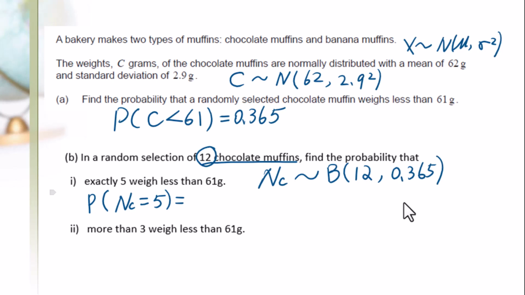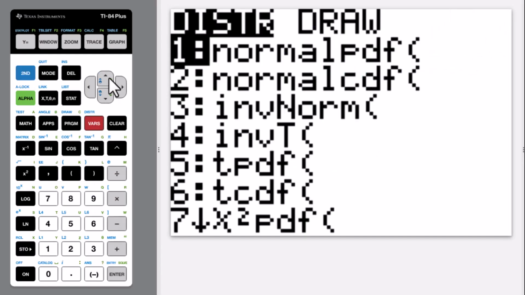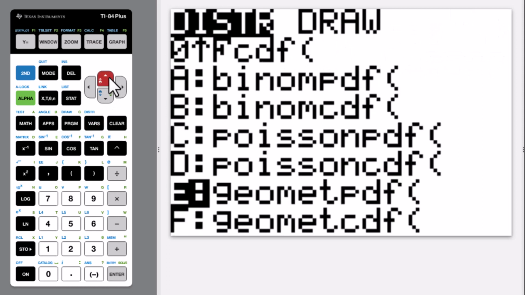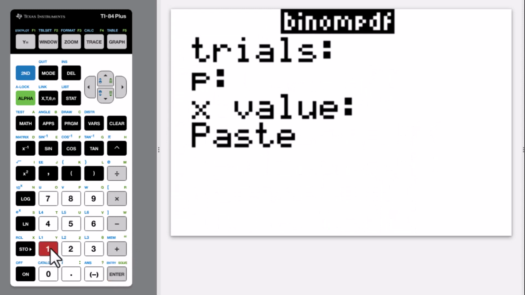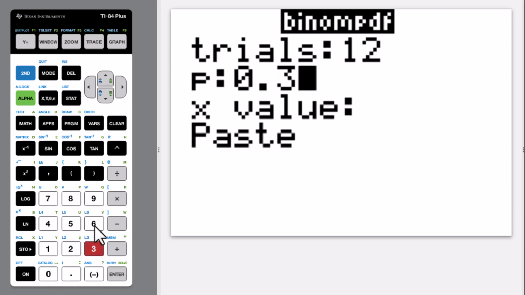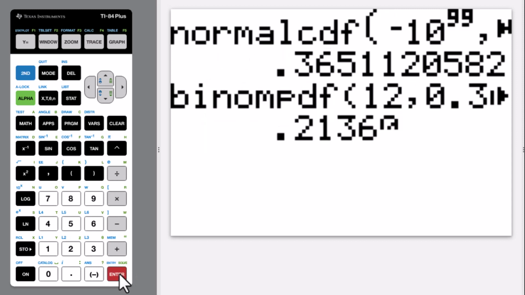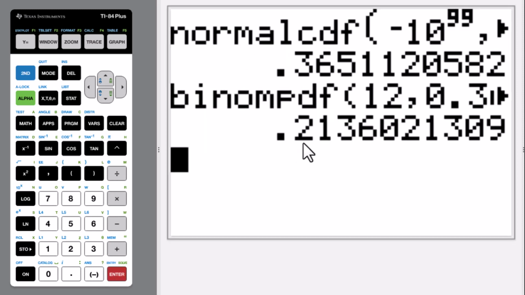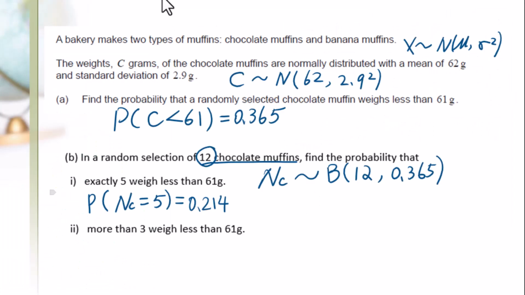We will use binomial PDF. Second variable, the up arrow, binomial PDF. Trials 12, probability 0.365, X value 5. The answer is 0.214.